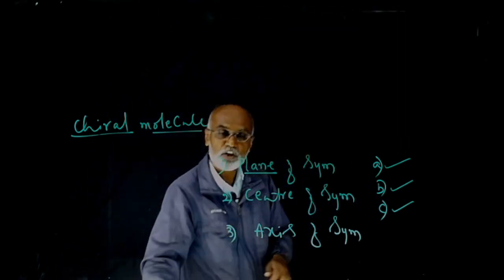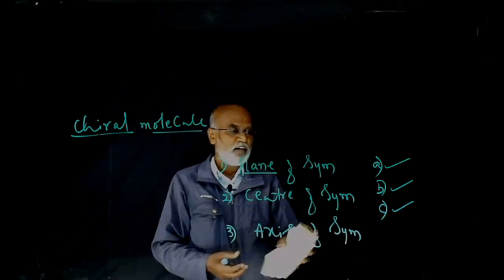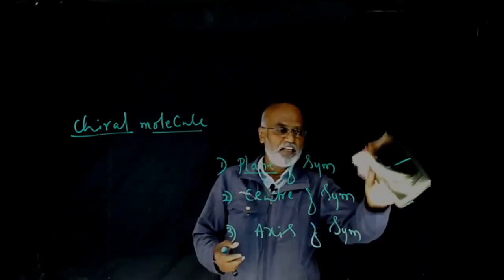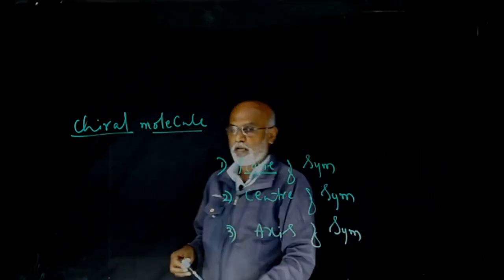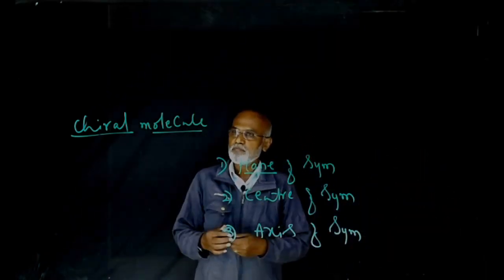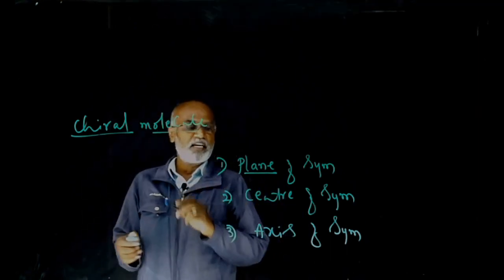That plane of symmetry should be absent. I mean to say, the absence of a plane of symmetry is the primary and necessary condition for any molecule to be optically active. So the second one is center of symmetry.